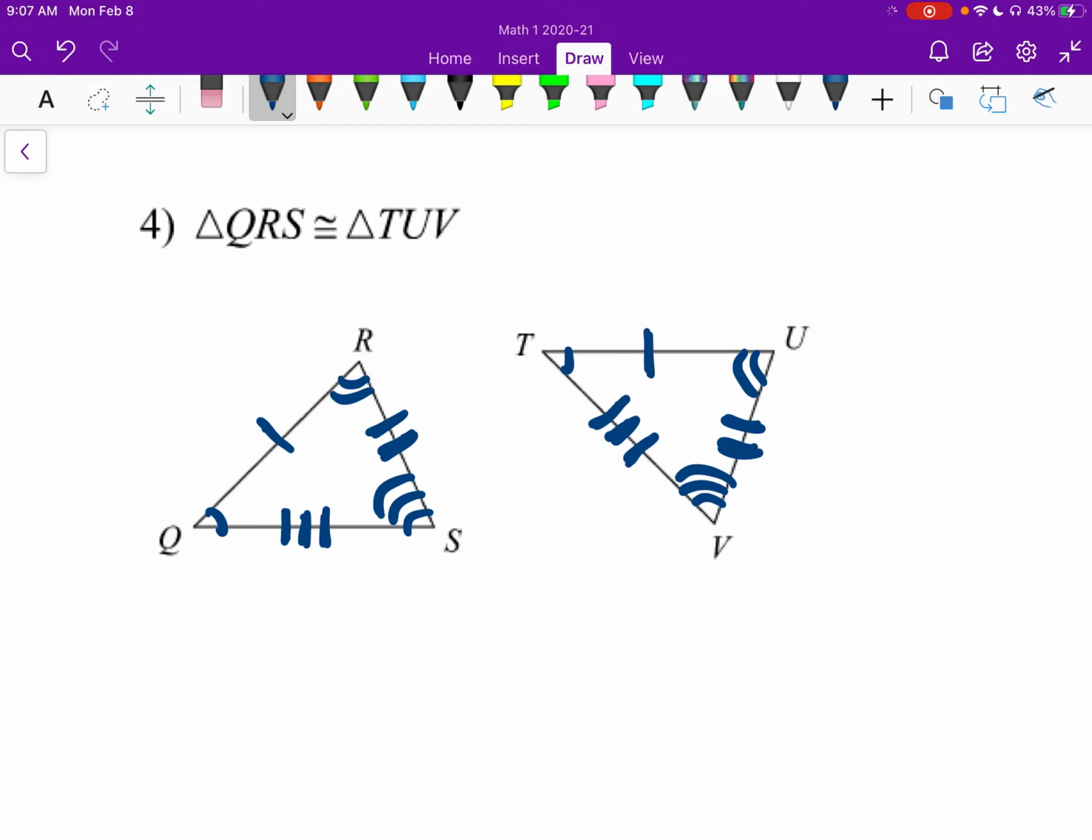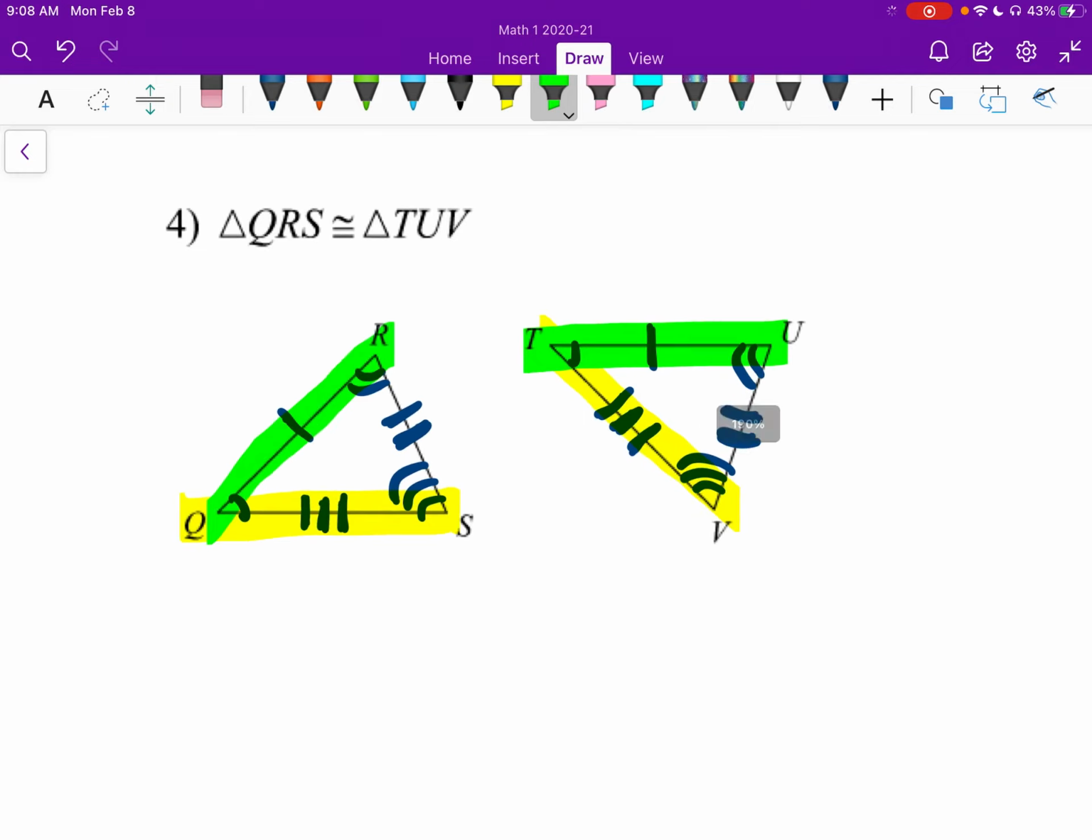Something neat that might be helpful to you is, let's look at the 3 side. The 3 side, look at the angles it's between. It's between the 1 swoop and the 3 swoop. On the other one, it's also between the 1 swoop and the 3 swoop. That's a rule for all your sides. They'll be between the same angles, right? So look at the next one. Let's look at QR over here. That's the single tally mark between the 1 and 2 swoops. And the single tally mark over here is between the 1 and 2 swoops. That might be a good way to check your answer.